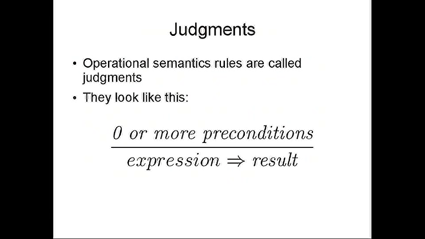Operational semantics are made up of rules called judgments, which look like this. They come in three basic parts. Above the line, we have the preconditions that must be met before this rule can be applied. Below the line, we have two parts. On the left of the arrow, we have a pattern that describes the sort of thing that this rule applies to. And then, if we can match that pattern and we've met the preconditions, then we can transform the pattern on the left of the arrow into the result shown on the right of the arrow.